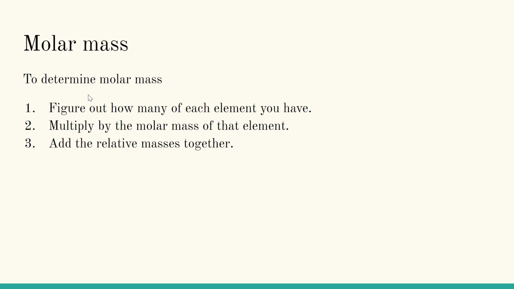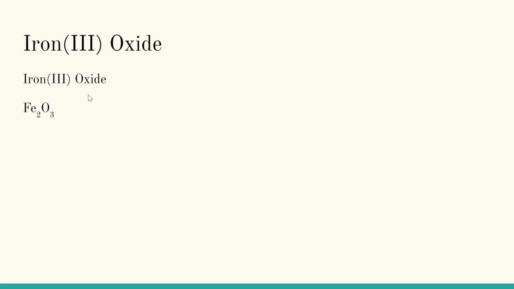To determine molar mass, we're going to first figure out how many of each element that we have. Next, we're going to multiply the amount of each element by the molar mass, or the average atomic mass of that element. Then we're going to go ahead and add the relative masses of each element in the compound together, and that'll give us our total molar mass or formula mass.